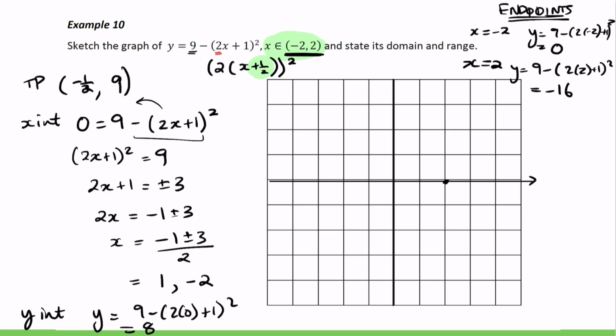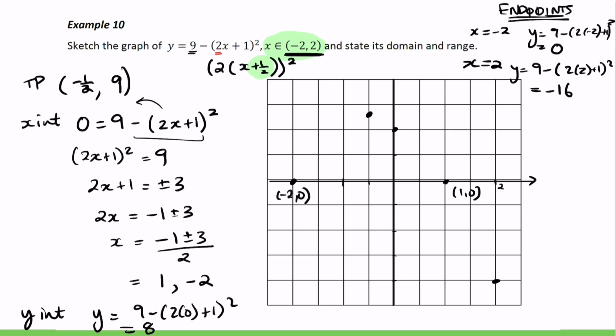I have an x-intercept at 1 and at -2. I have a y-intercept at 8. So we might go up by 4, so that's 4, 8. And I also have my turning point at -0.5. So if this is -1, this would be -0.5, and at 9. I also know that my other endpoint, which is at 2, the y value of that is 16. So if we're going up by 4, so that's 4, 8, 12, 16. So that would be here.